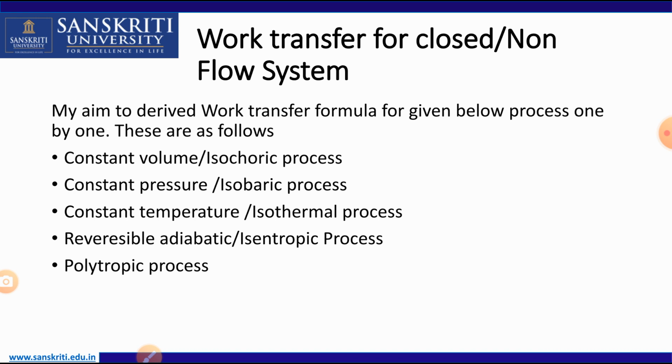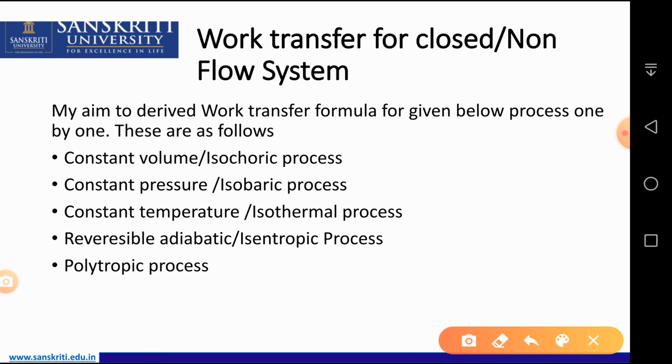The work transfer for a non-flow system. Our aim is to derive the formula for work transfer for different types of processes. The first process is the constant volume process, also called the isochoric process. Second is the constant pressure or isobaric process, third is the constant temperature or isothermal process, fourth is the reversible adiabatic or isentropic process, and fifth is the polytropic process.